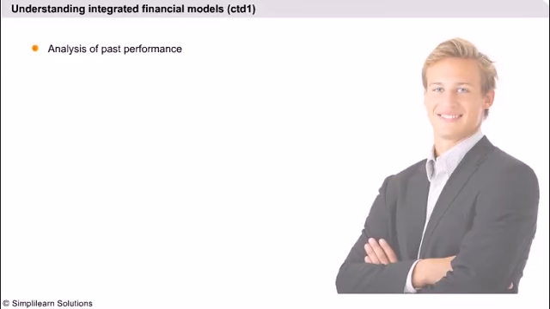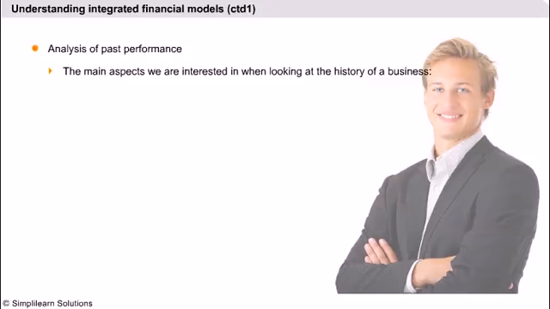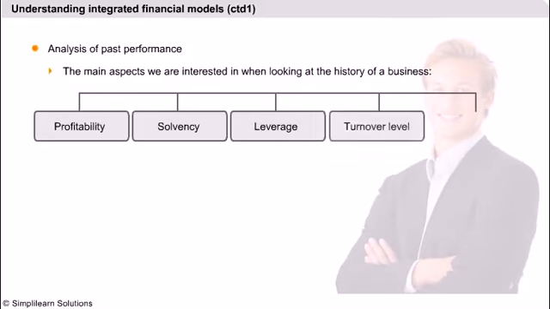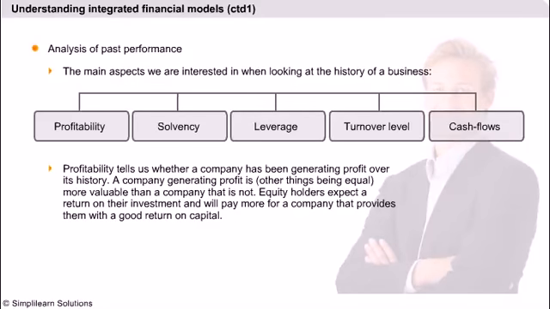Let's look in more detail at the analysis of past financial performance. The main aspects we are interested in when looking at the history of a business are the following: profitability, solvency, leverage, turnover level, and cash flows. Profitability tells us whether a company has been generating profit historically. A company that generates profit is, other things being equal, more valuable than a company that is not.